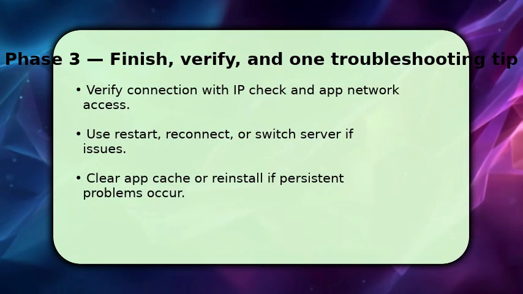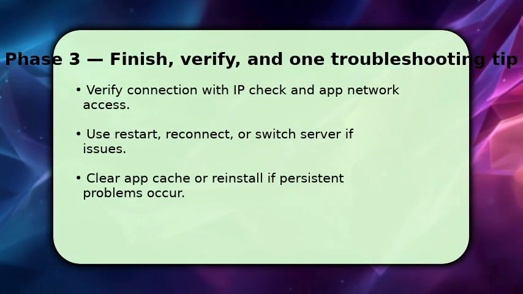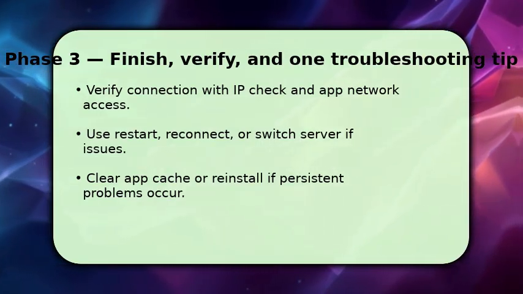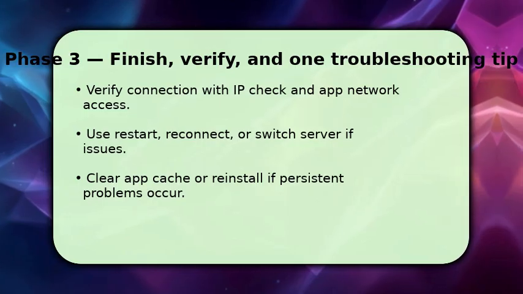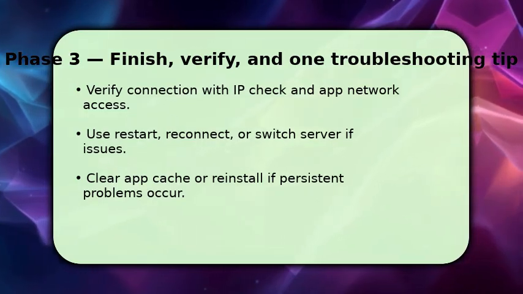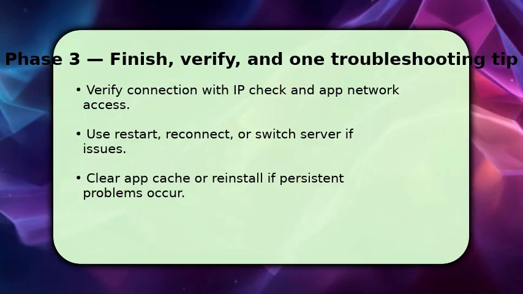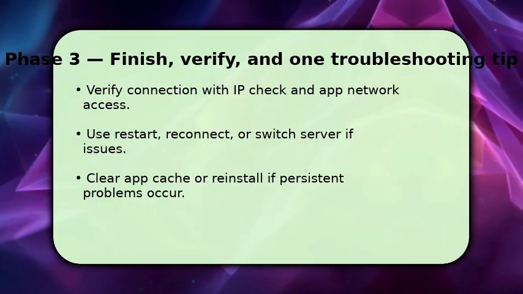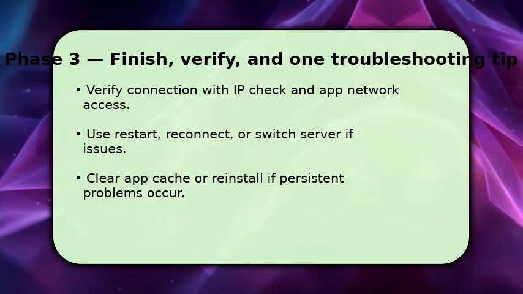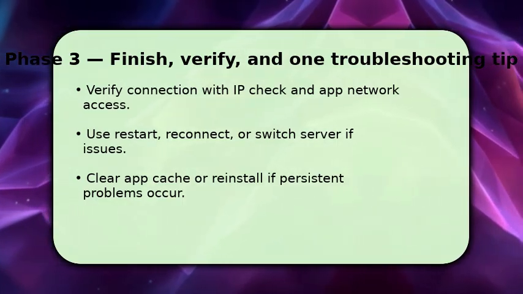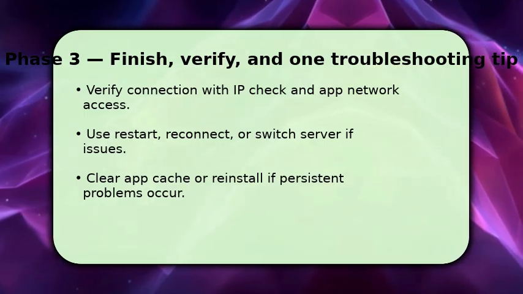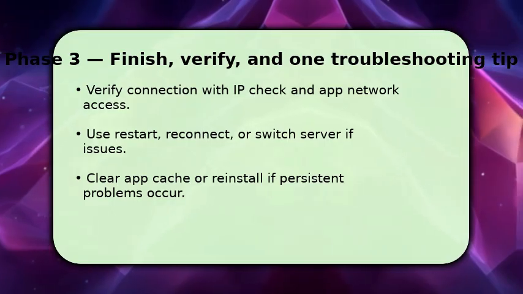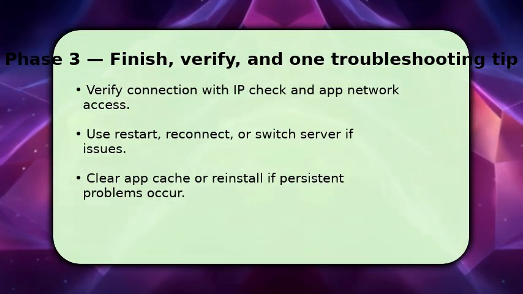You finish by confirming the VPN works. Check your IP in a browser and open apps to ensure traffic flows through the tunnel. If a problem appears, first toggle the VPN off and on, then switch servers. Many issues clear that way. Once done, reboot the phone and retry, and make sure battery saver or data saver is not blocking background VPN activity. If problems persist, clear the VPN app cache or reinstall it. This usually resolves corrupt configurations and restores normal operation.